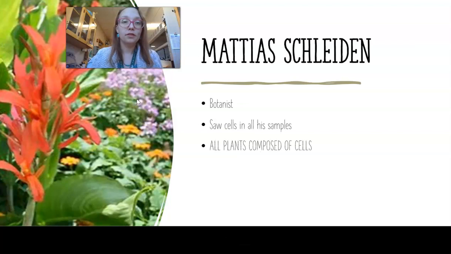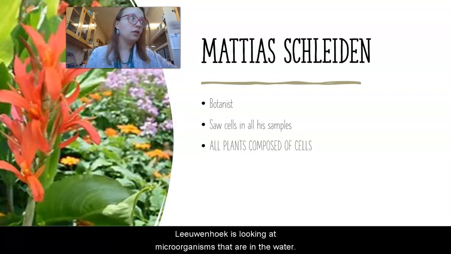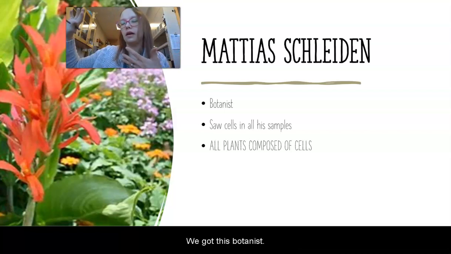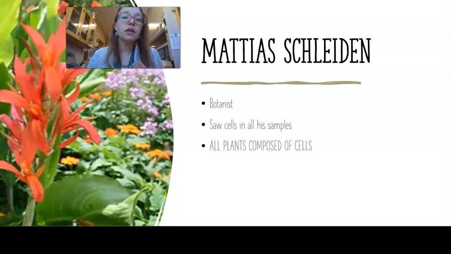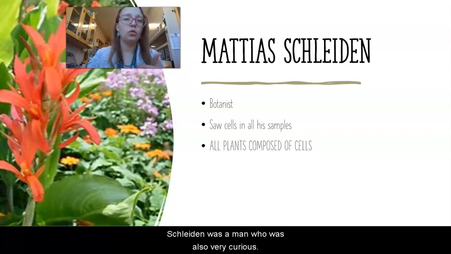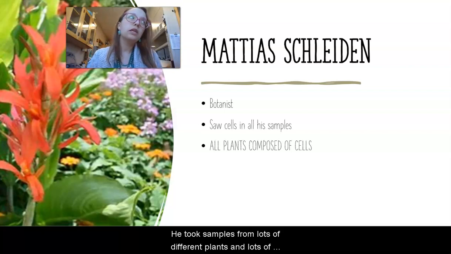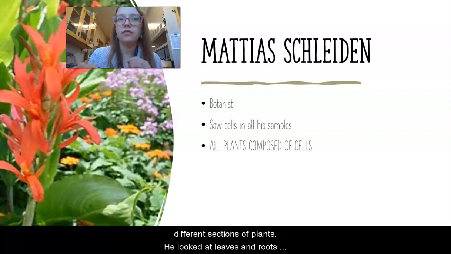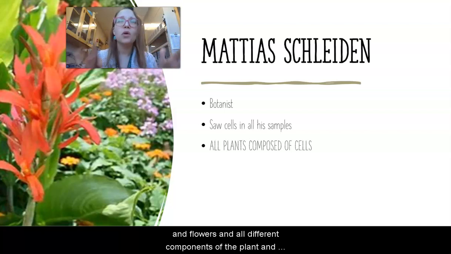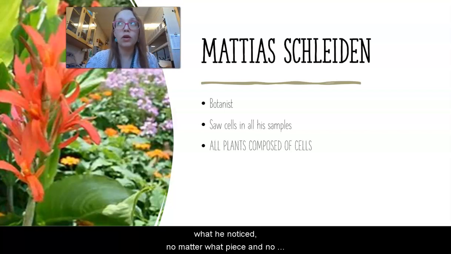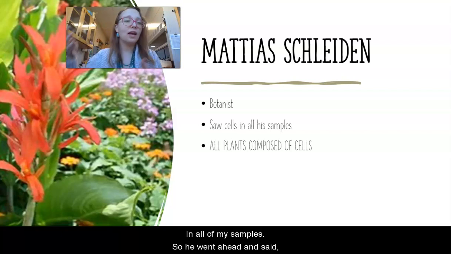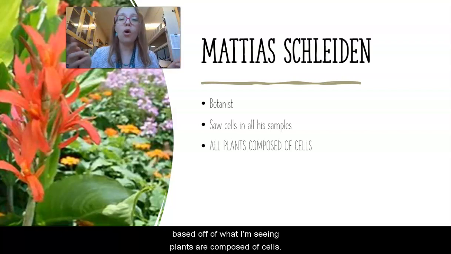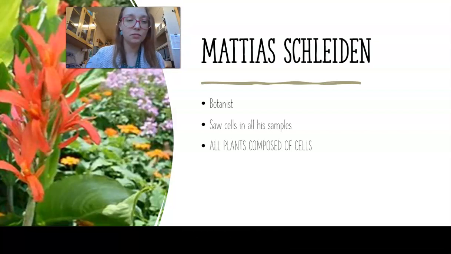So Leeuwenhoek's looking at microorganisms that are in the water. Then we've got this botanist. Botanists study plants. Schleiden was a man who was also very curious. He studied plants, and he took samples from lots of different plants and lots of different sections of them. He looked at leaves and roots and flowers and seeds, all different components of the plant. And what he noticed is, no matter what piece and no matter what plant, there are these cell things in all of my samples. So he said, based off of what I'm seeing, all plants are composed of cells.